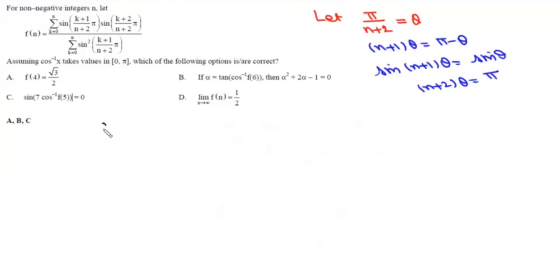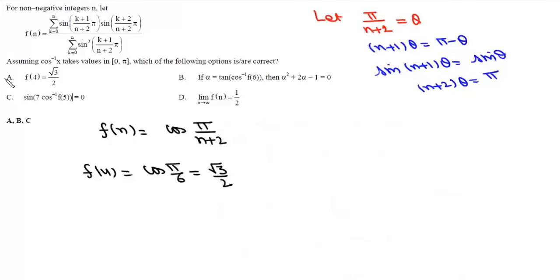So now we have our function f_n, which is cos(pi upon n plus 2). Now the first part is f4. Now this f4 is cos(pi by 6), and cos(pi by 6) is root 3 by 2. That means option A is correct.